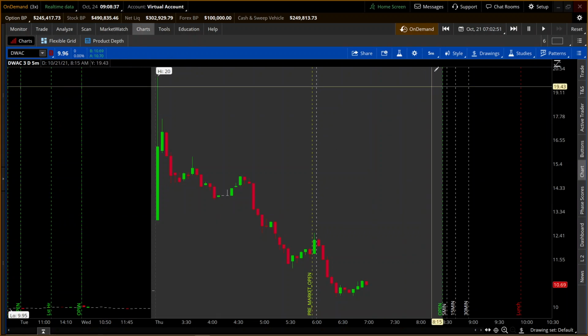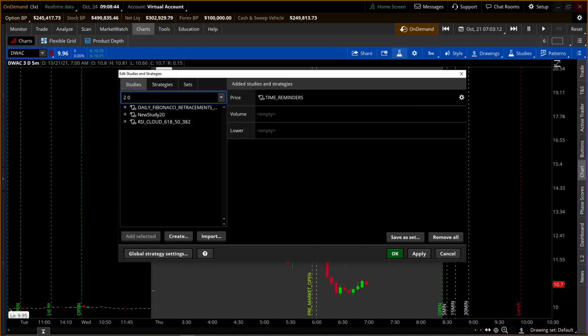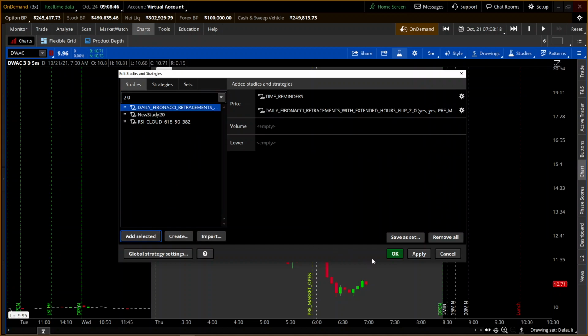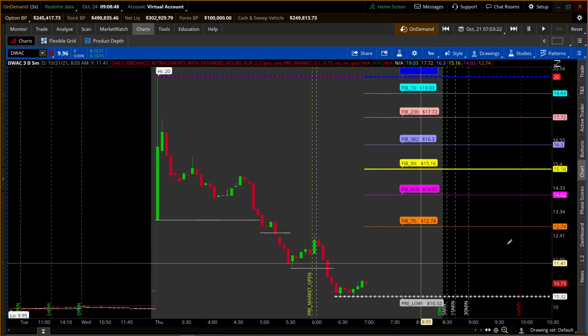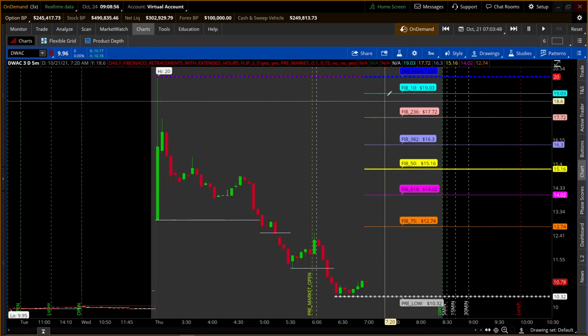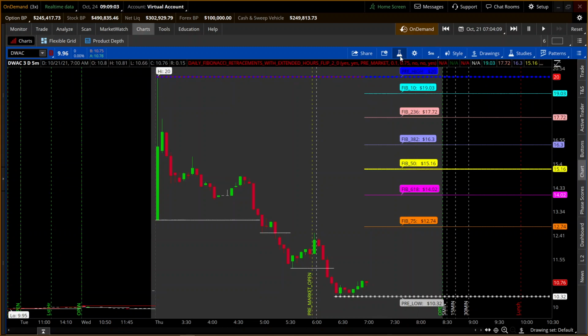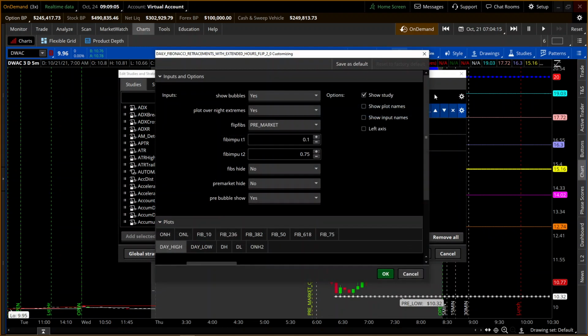Today I'm going to be working with the Fibonacci retracement flip. Basically it's the Fibonacci retracement levels, and you have your original Fibonacci levels. I added a 10 and the 75, but you can customize them. You can change that as well.